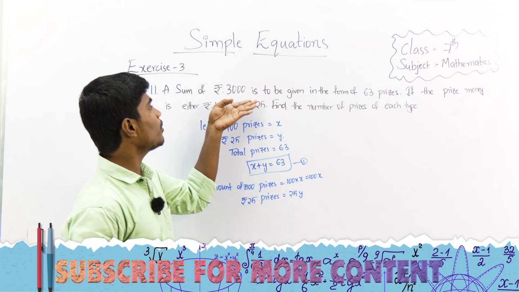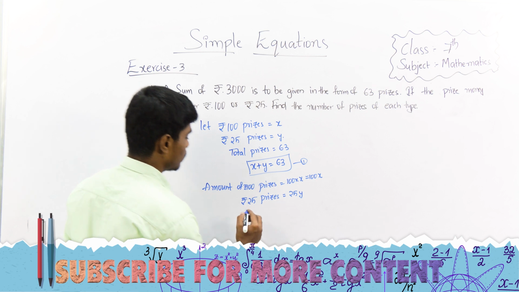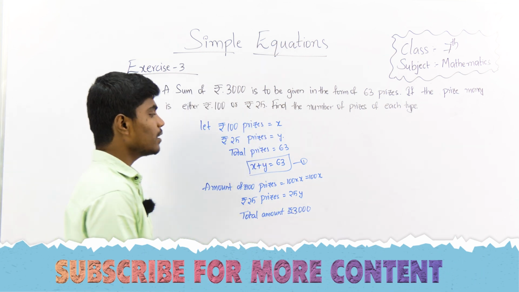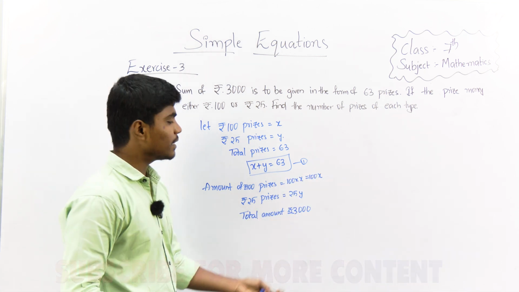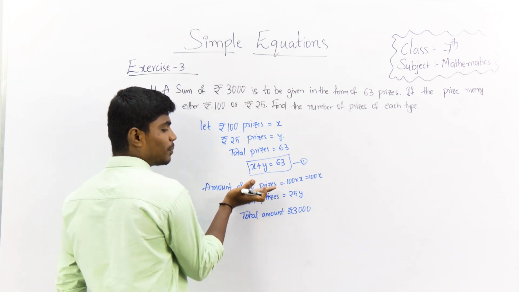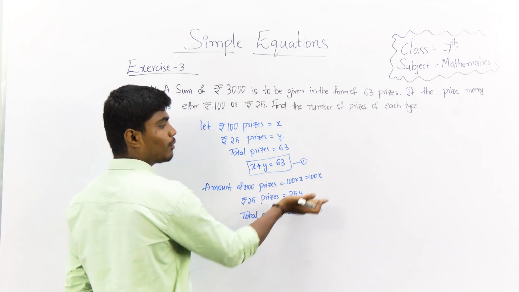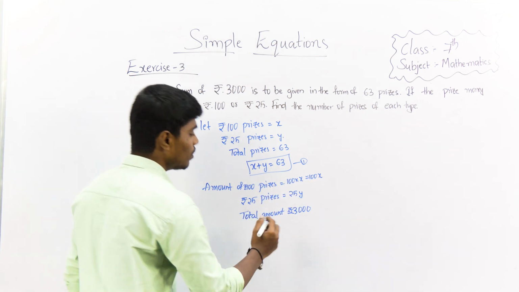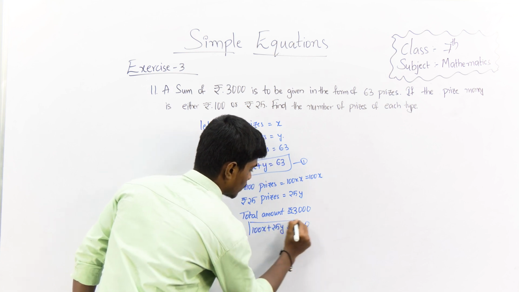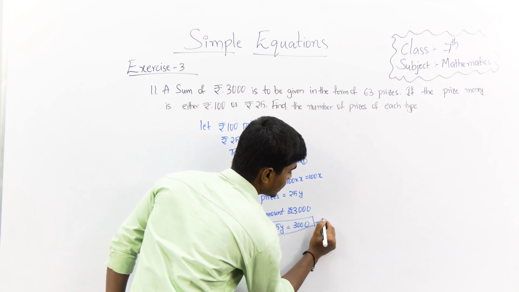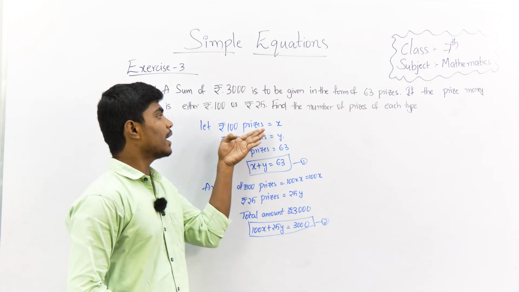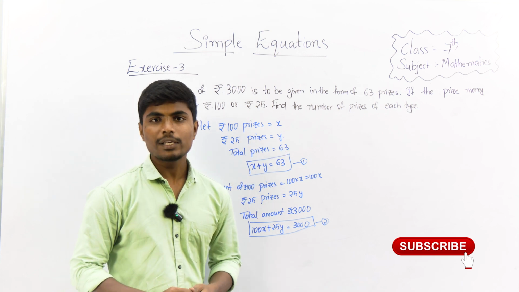Here the 100 rupees amount is 100x and the 25 rupees prizes amount is 25y. What is the total amount? The total amount is 3000 rupees. So 100x plus 25y is equal to 3000. See, 3000 is divided in the form of 100 rupees prizes and 25 rupees prizes. Here this is equation 2. By using equation 1 and 2, we should get the 100 rupees prizes and 25 rupees prizes.